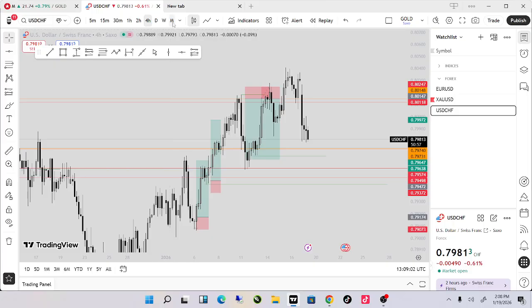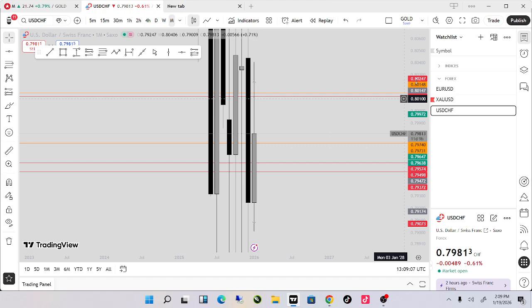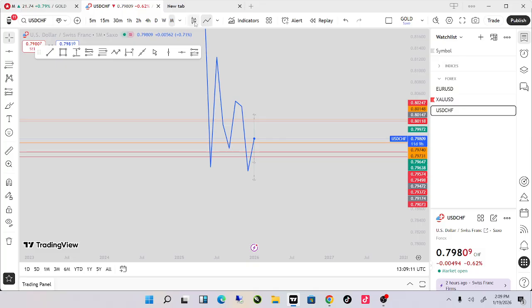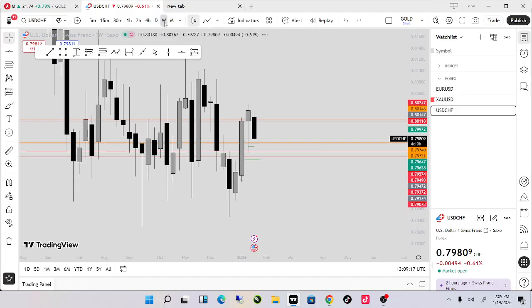We start with the monthly. Let's see what's happened. So the monthly started with a bullish. So I started tracing back. So now let's see the weekly. It's a fresh week. You can see that the weekly candle started what, bearish. You can clearly see that the weekly started bearish.